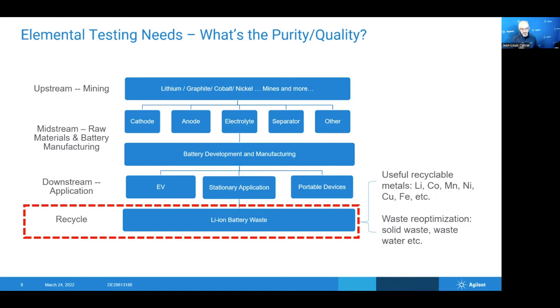And finally, we also have to look at the quality of what's actually going into the recycling process, because you need to make sure that what you're going to be putting back into your process is of the highest quality to keep that quality of your batteries throughout the entire process. Typically organizations will do this, and we actually have several customers doing it. You're looking at what we call the useful recyclable metals. It could be lithium, cobalt, manganese, nickel, copper, iron, to name only a few. In addition to this, when you look into batteries, you can also recycle polymeric compounds. You can also recycle some of the ions in there. All this is achievable and being achieved today within the industry.